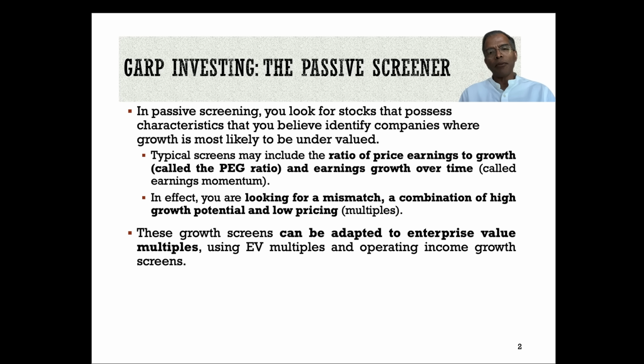In effect, you're looking for a mismatch, a stock that trades at a low multiple of earnings and a high growth rate. Now, you can adapt this to enterprise value multiples, where you look at enterprise value to EBIT and high growth in operating income. But essentially, you're looking for a combination of high growth and low pricing.